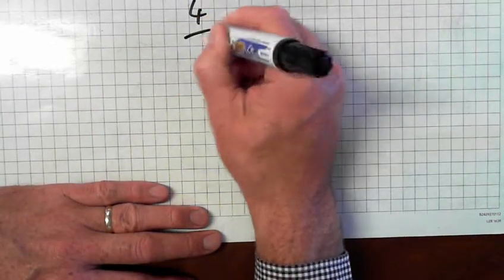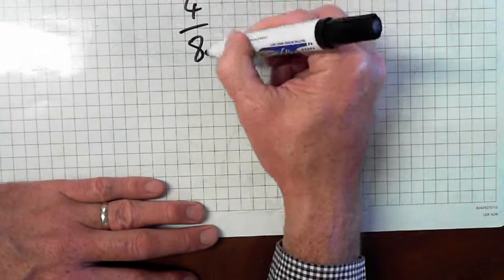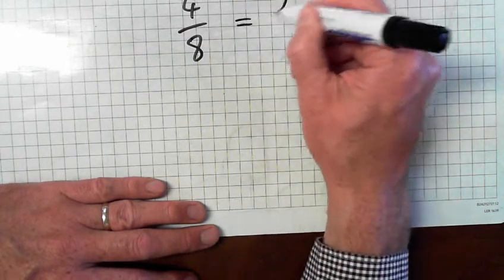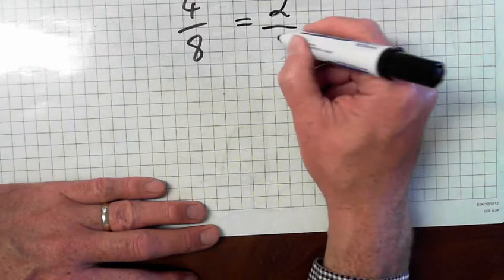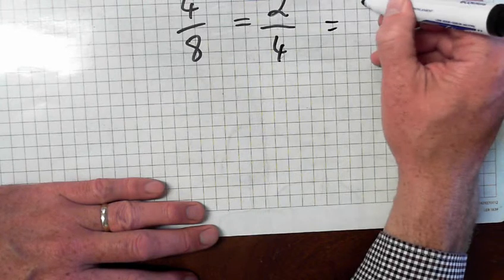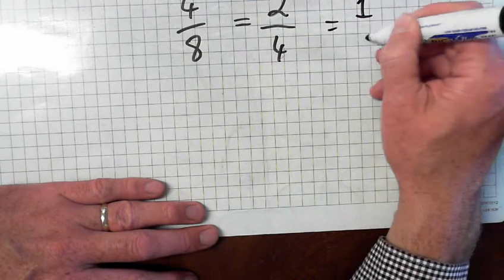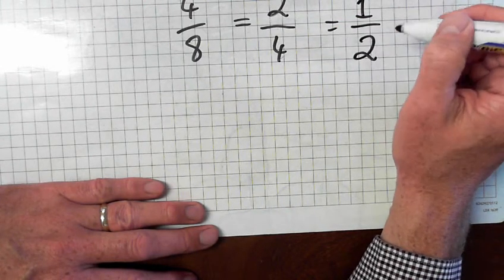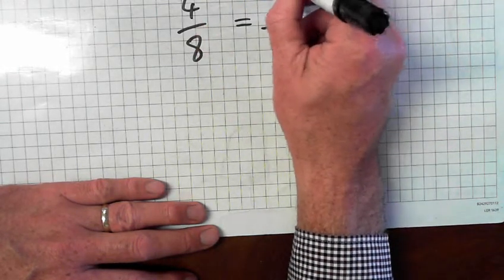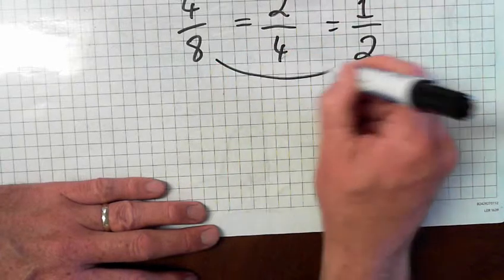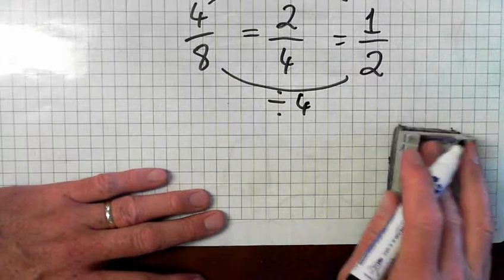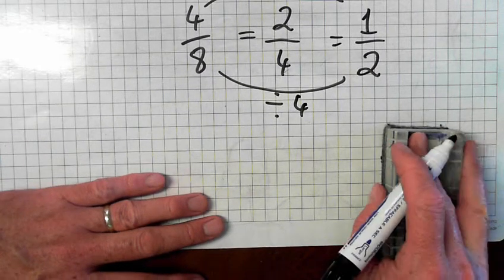Okay, write it in the simplest form. So what will divide in above and below? 2 will divide in above: 2 into 4 goes twice, 2 into 8 goes 4 times. 2 will divide into both of them: 2 into 2 goes once, 2 into 4 goes twice. So I divided by 2, divided by 2. But I could have easily just divided by 4 above and below. Divided by 4 was the quicker way. That's the simplest fraction, simplest term.